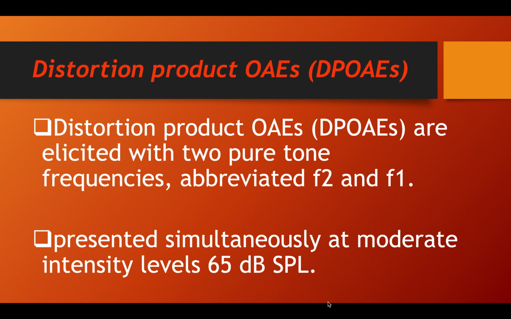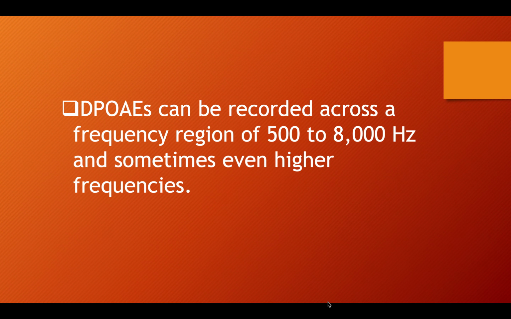Let's move on to the distortion product otoacoustic emission. Distortion product otoacoustic emissions are elicited with two pure tone frequencies, F1 and F2, presented simultaneously at a moderate level of 65 decibel SPL. They can be recorded across a frequency region of 500 Hz up to 8 kHz, and sometimes even higher frequencies.